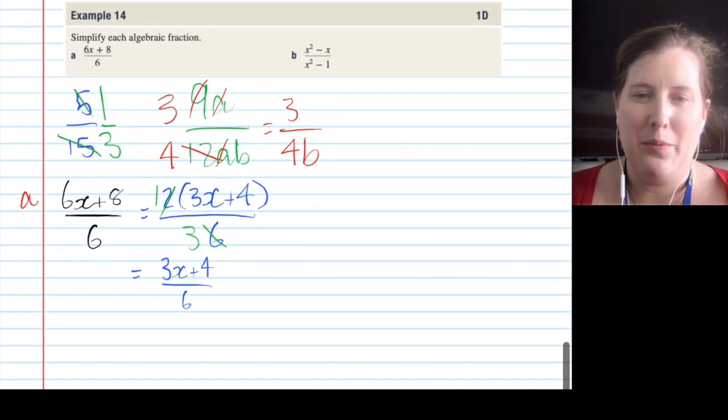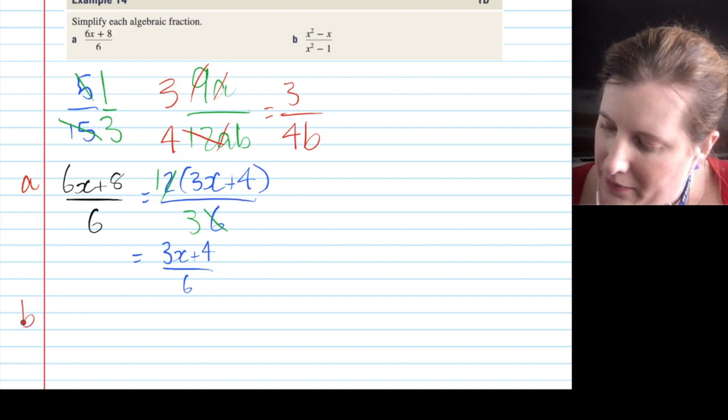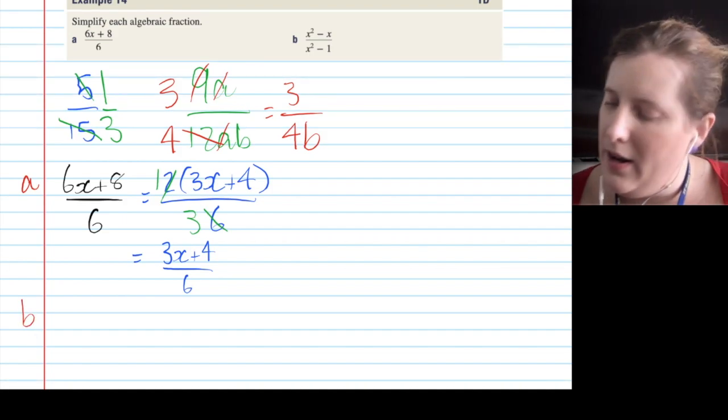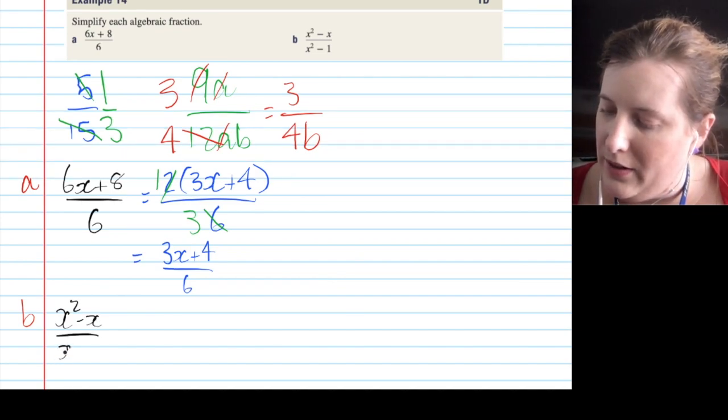Second example, we've got x squared take x over x squared take 1. Well, this is weird. Let's write it down. X squared take x over x squared take 1.